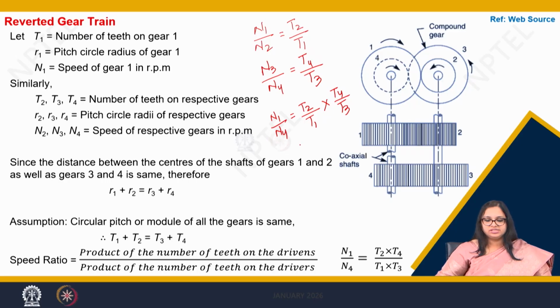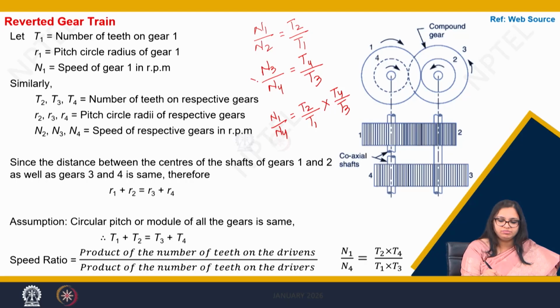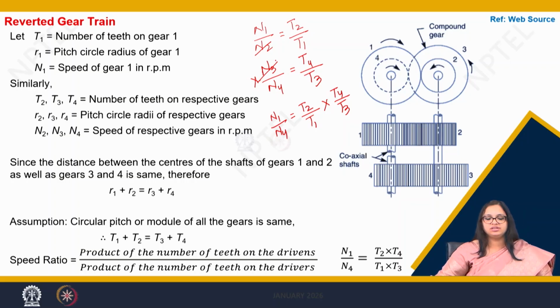As you can see here, if I multiply N1 by N2 with N3 by N4, my N2 is equal to N3, so it gets cancelled out and we get N1 by N4 is equal to T2 multiplied with T4 by T1 multiplied with T3. So this again gives us a relation that speed ratio is the product of number of teeth on the driven by the product of number of teeth on the driver.